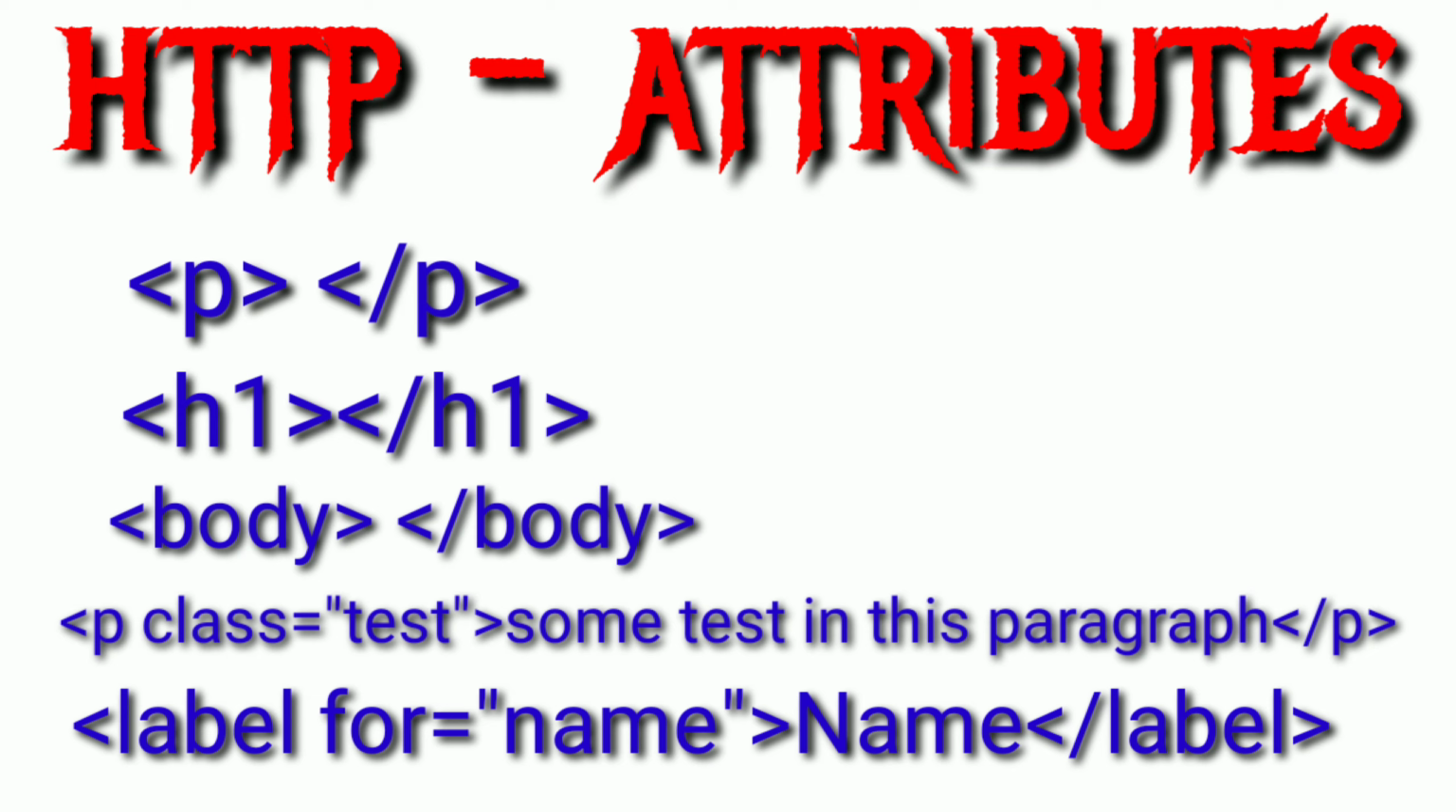Hello friends, in this video we will learn more about HTML attributes. In our previous video we discussed tags and elements. As we know, elements are made of two tags, an opening tag and a closing tag. Then what is the purpose of an element? The element tells the browser something about the information present between the two tags. For a better understanding, let's discuss those elements.